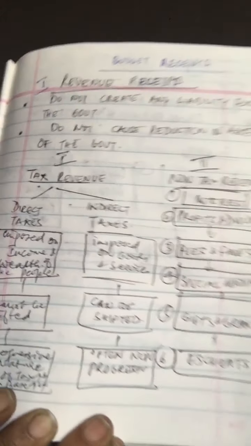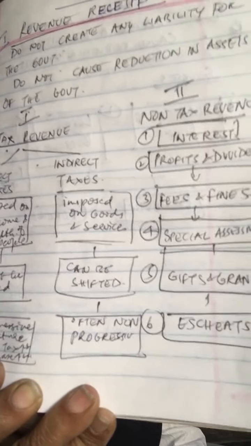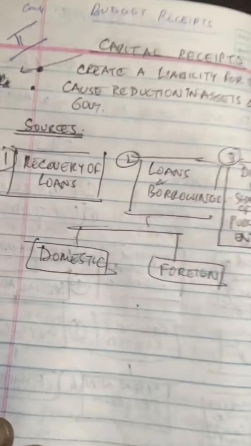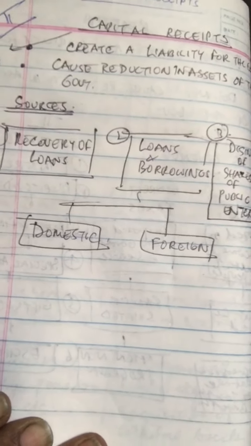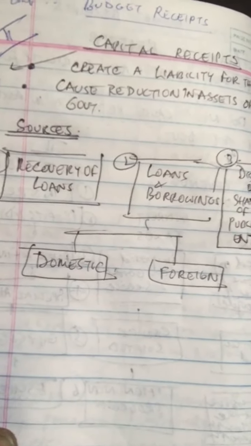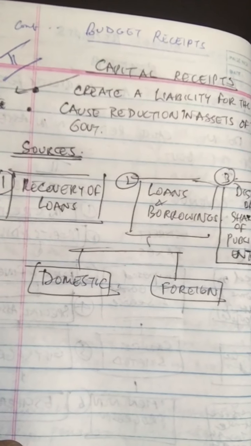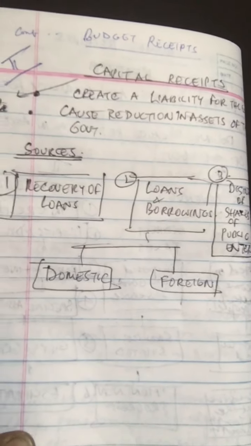Let's do capital receipts. So what are capital receipts? I'll just show you. Anything to do with borrowings and loans, etc. These are the capital receipts. So we've done revenue receipts. The other part of the budget, talking about budget receipts, is what is known as capital receipts.